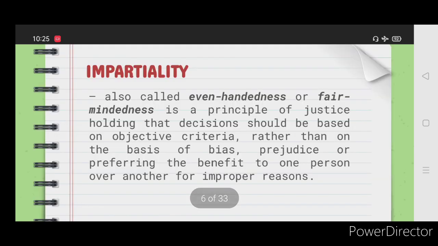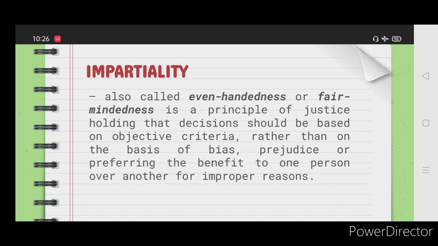Impartiality. When we say impartiality, here it means even-handedness or fair-mindedness. What does it mean? It makes no discrimination as to nationality, race, religious beliefs, class, or political opinions, because each endeavors to relieve the suffering of individuals, being guided solely by their needs and giving priority to the most urgent cases of distress.